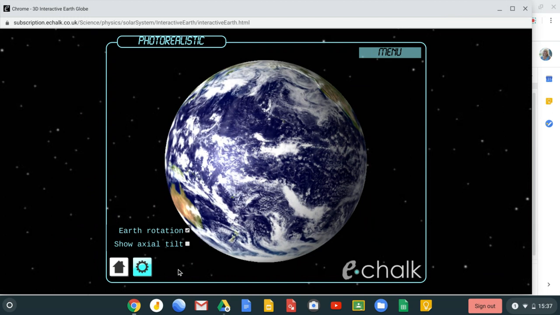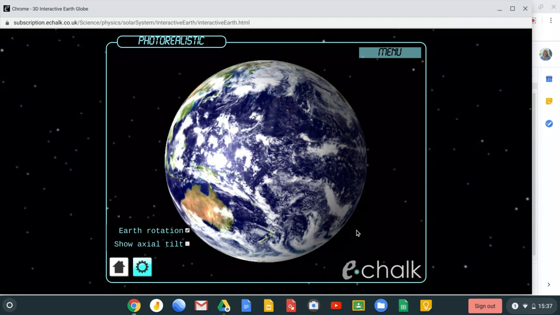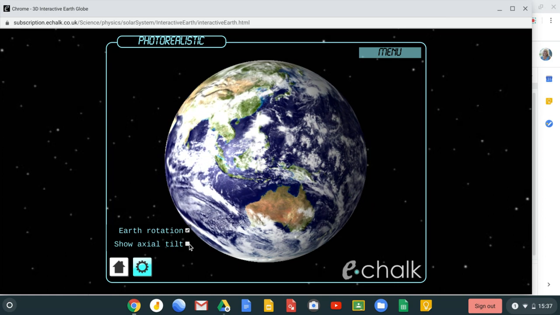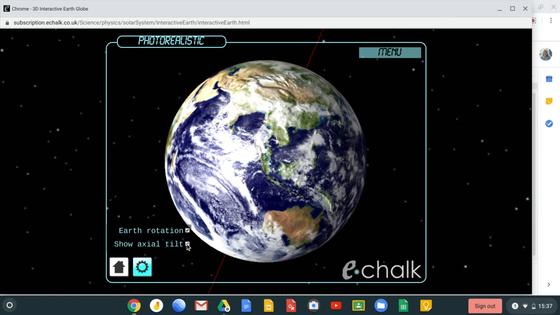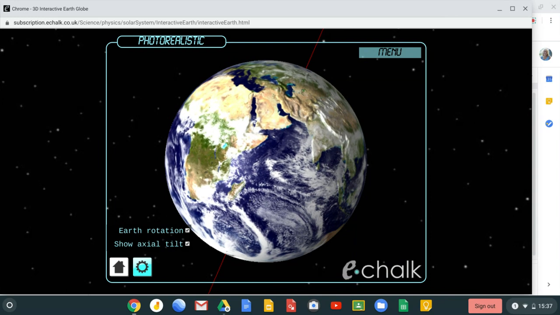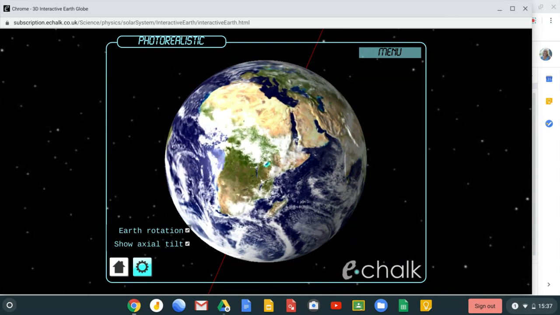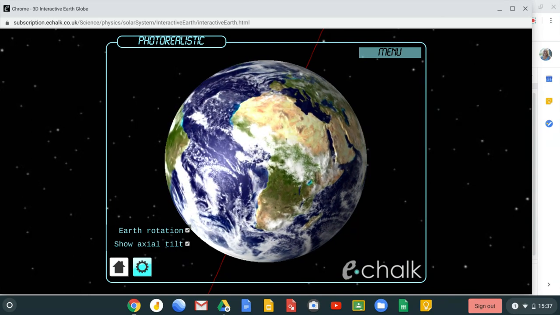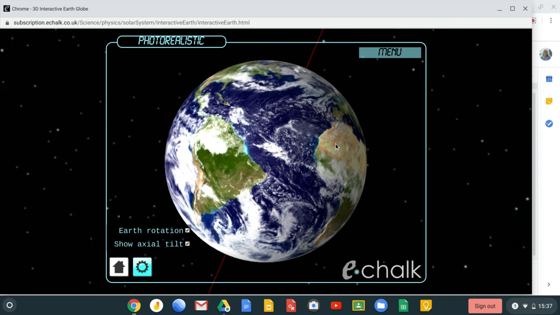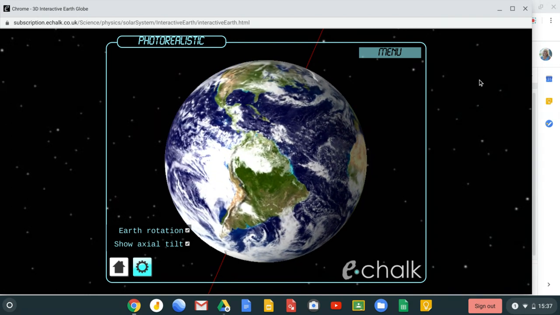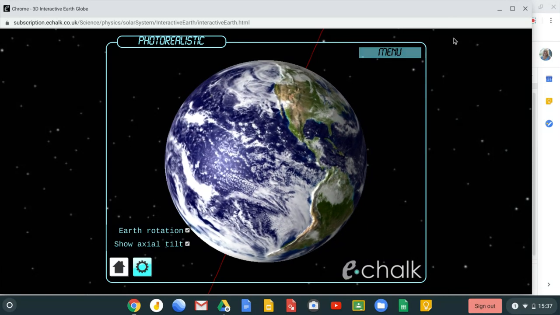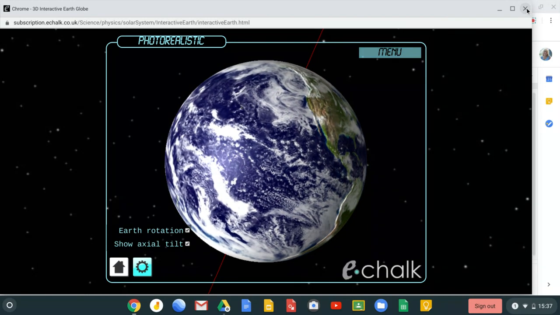There we go. So here is our Earth spinning. And if I want to, I can add in the axis, and you can see it's at that 23.5 degree angle, and the Earth is rotating on an angle like that. So it is a little bit different from what you might imagine. And it's the reason why we get seasons and things.